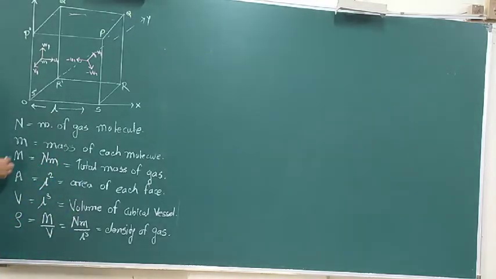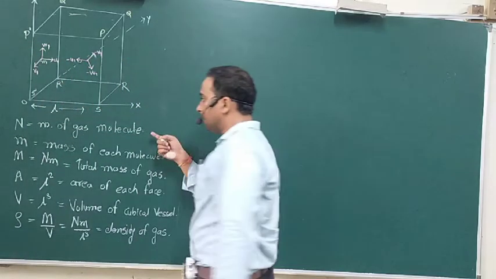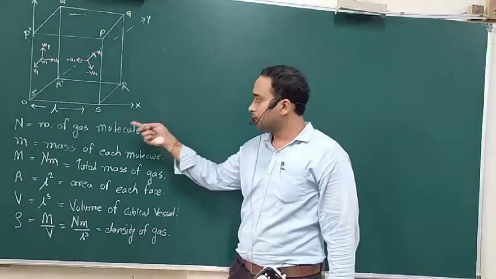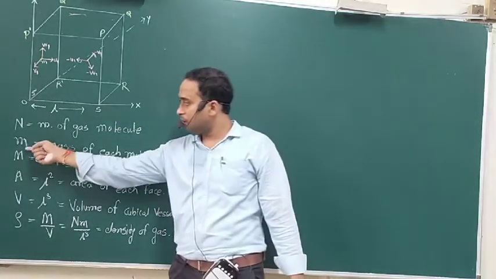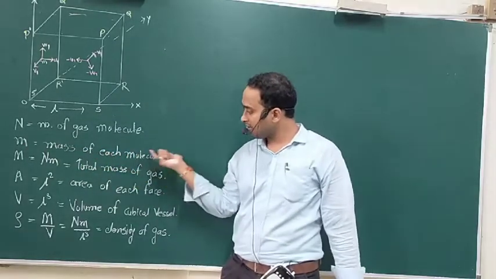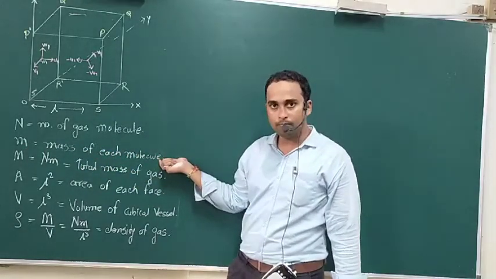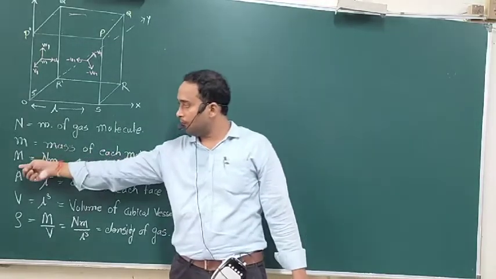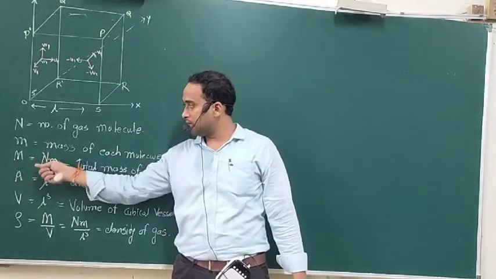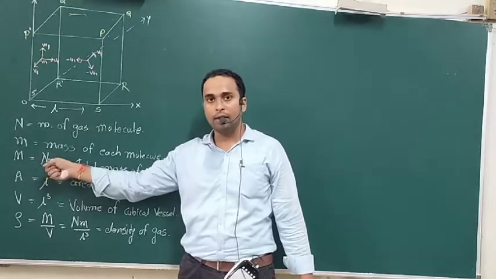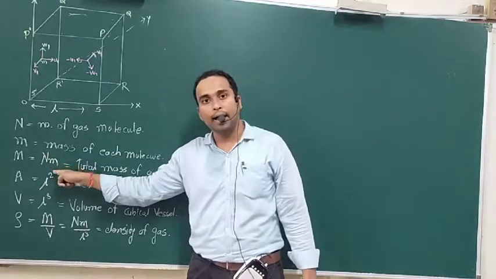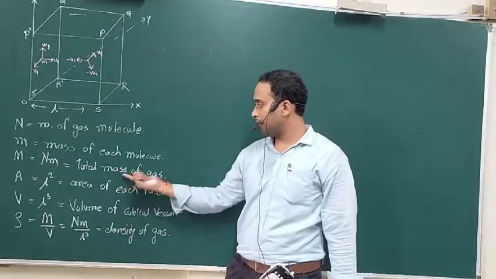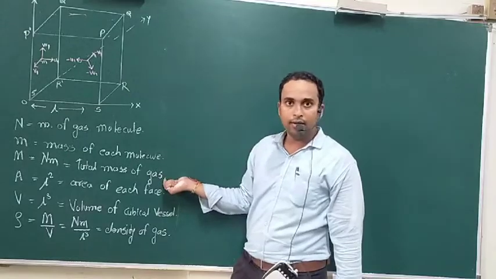Now let capital N be the number of gas molecules. Let small m be the mass of each molecule. So the total mass of the gas, capital M, is equal to the number of molecules times the mass of each molecule. So M is equal to N m, where M is the total mass of the gas.